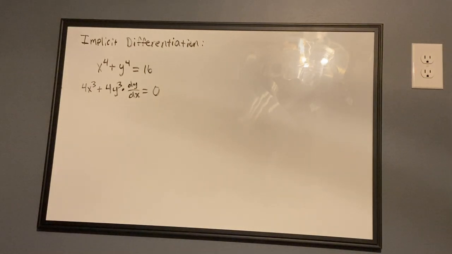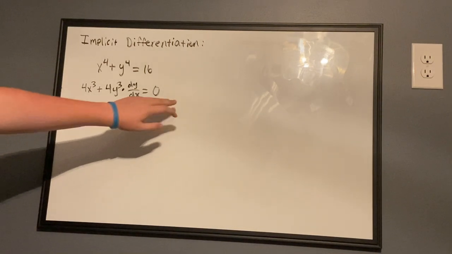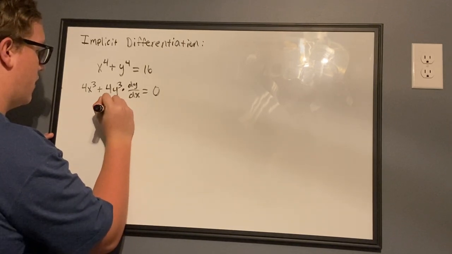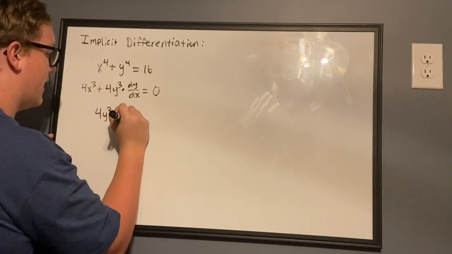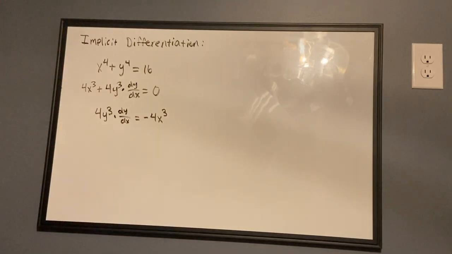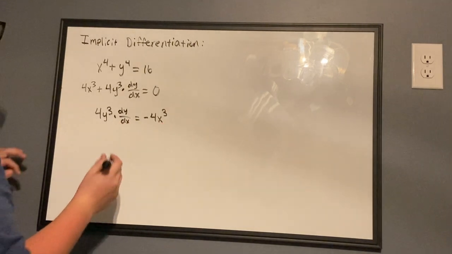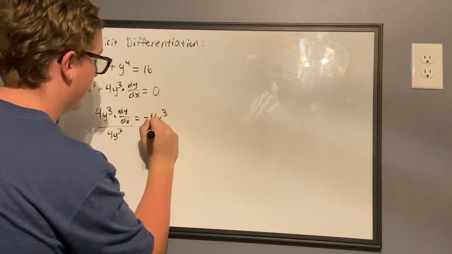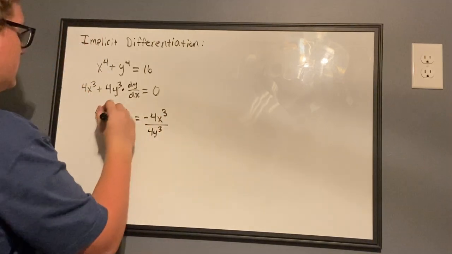So now it's just about bringing this term over here and solving for your dy dx. So we're going to have 4y cubed times dy dx is equal to negative 4x cubed. And here we don't have a second term. We just have a 4y cubed. We're not adding anything. We're not subtracting anything. So we don't even need to factor this out because it already is. All we need to do now is just divide by a 4y cubed. So we're going to divide this side by 4y cubed and divide this side by 4y cubed. Those are going to cancel.